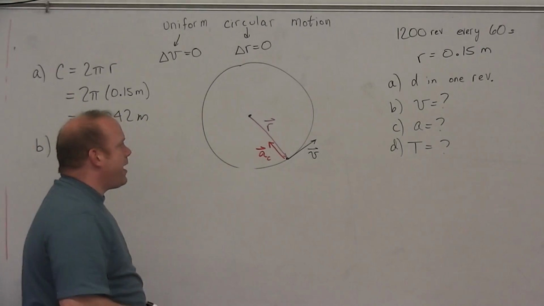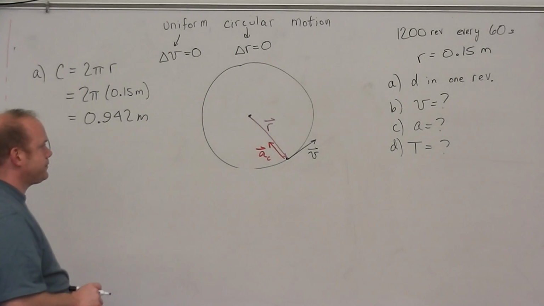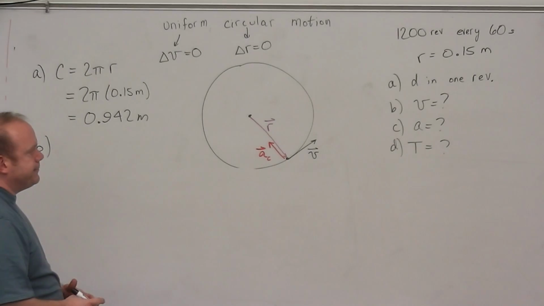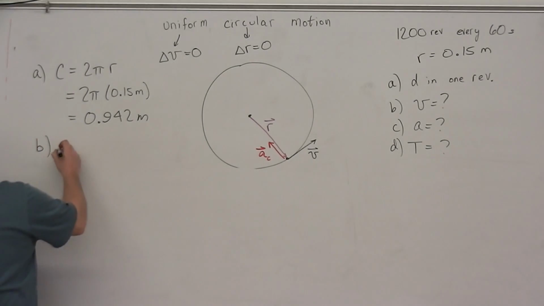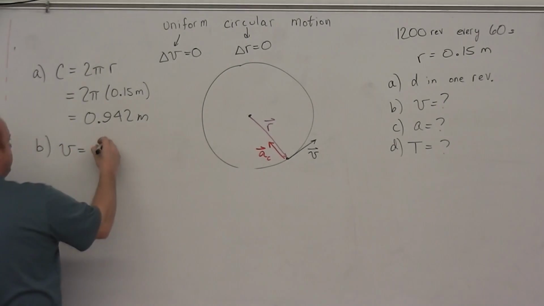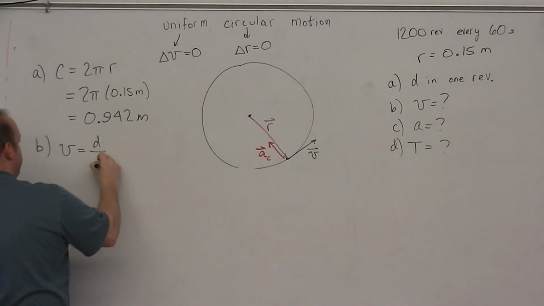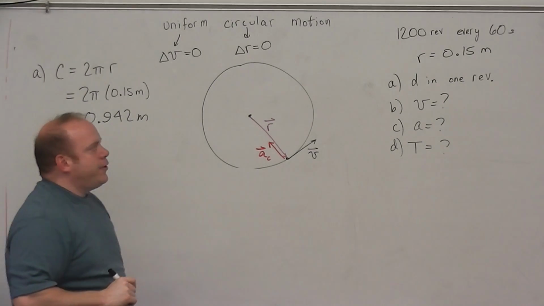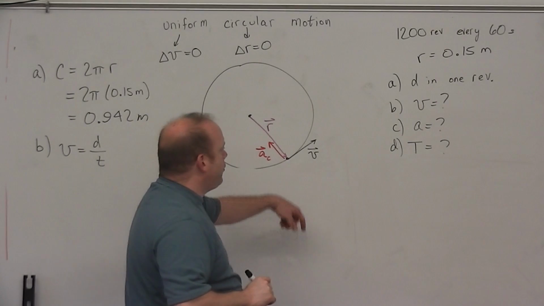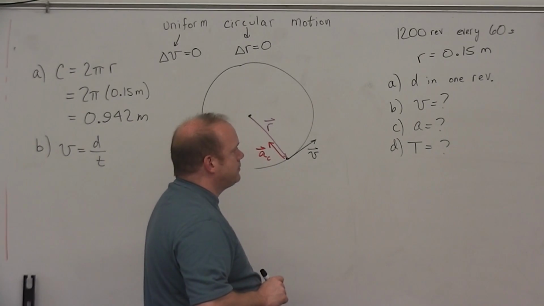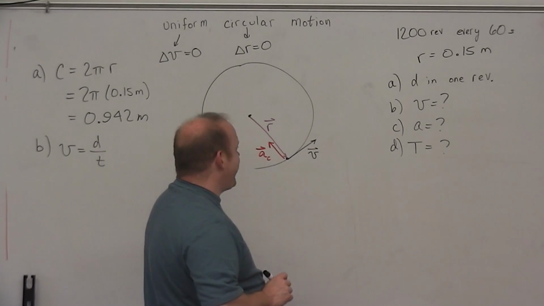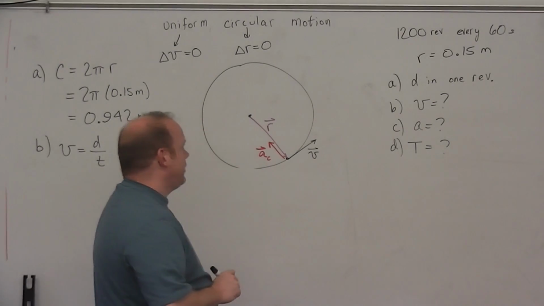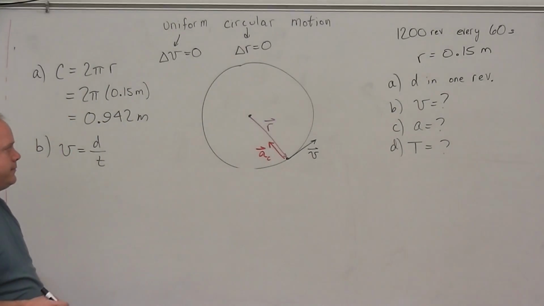B, I want to know the velocity. Here's the thing. Velocity is going to be a distance divided by the time. I don't know the time it takes to make one complete revolution, but that's not very hard to figure out. I don't know the distance it makes in 1,200 revolutions, but that's not very hard to figure out either. I can just do one or the other.